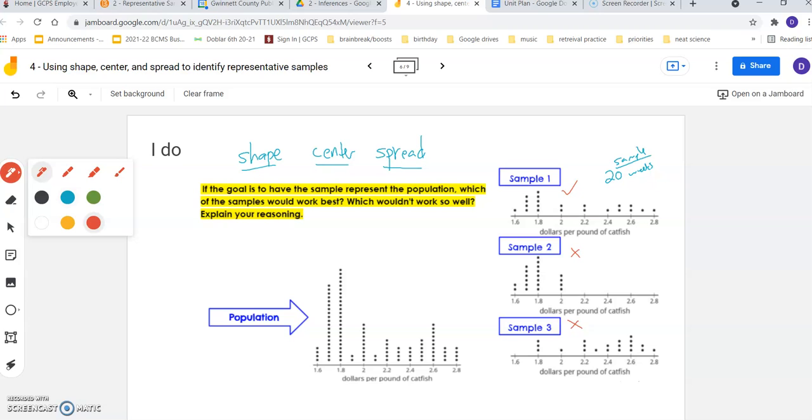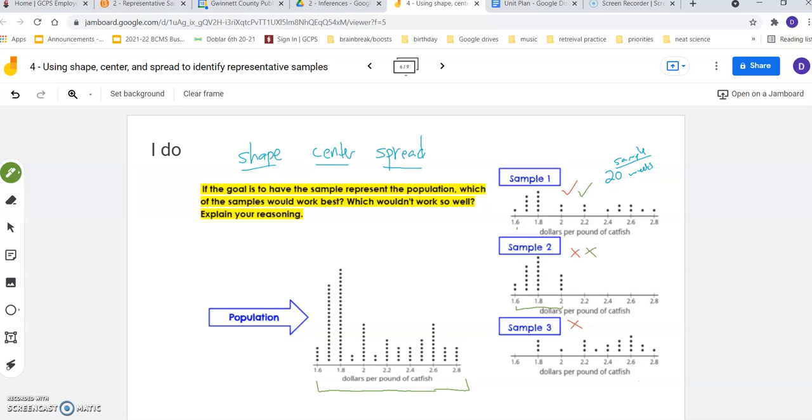How about spread? I'll do spread in green. So our spread in our population is from about $1.60 to about $2.80. How about here? Sample 1, exact same spread. That's really nice. It goes from $1.60 to $2.80. So great in terms of spread. Sample 2 has a tiny spread. $1.60 is the lowest price, $2 is the top price. It's nowhere close in terms of spread to the population. Not a good sample.